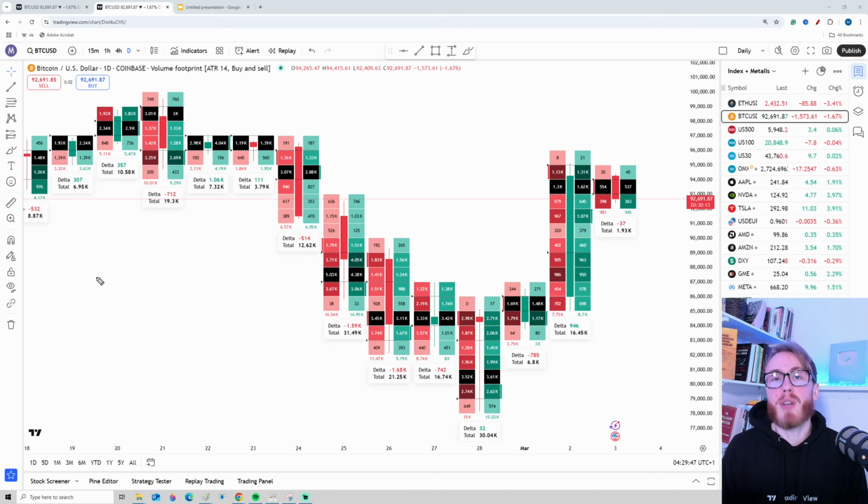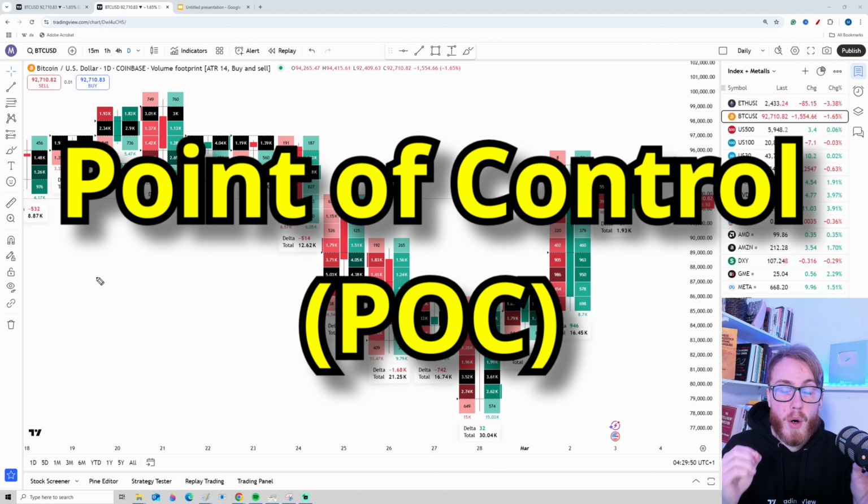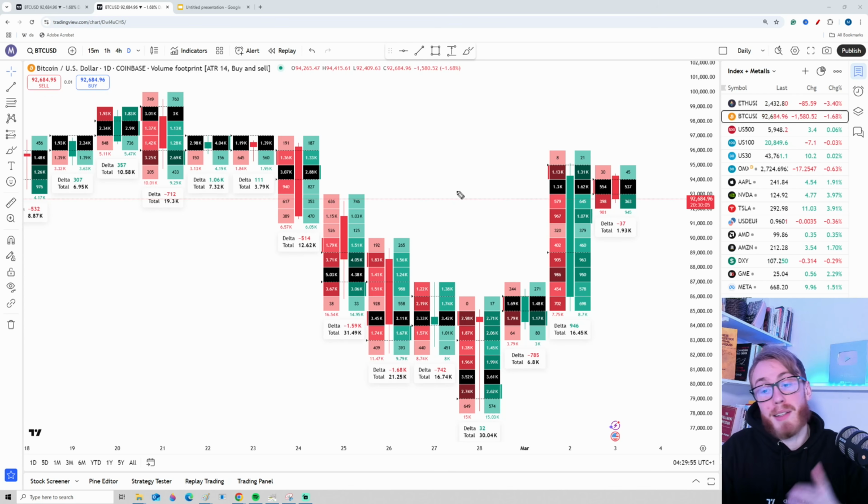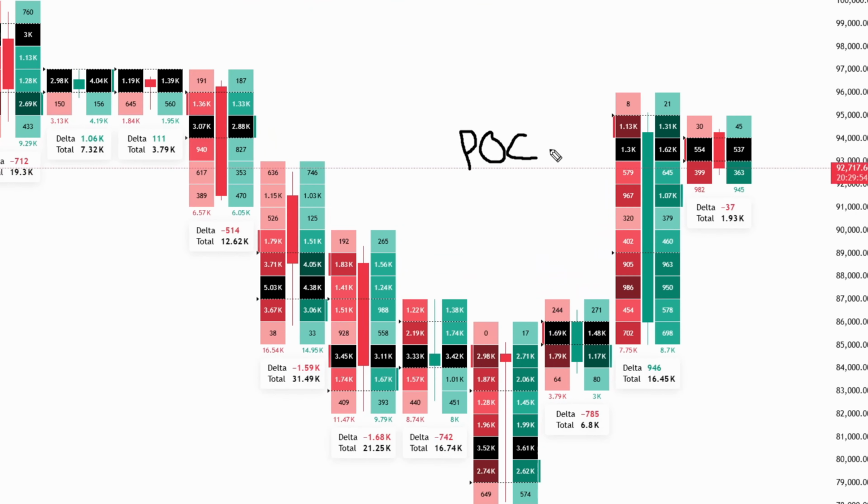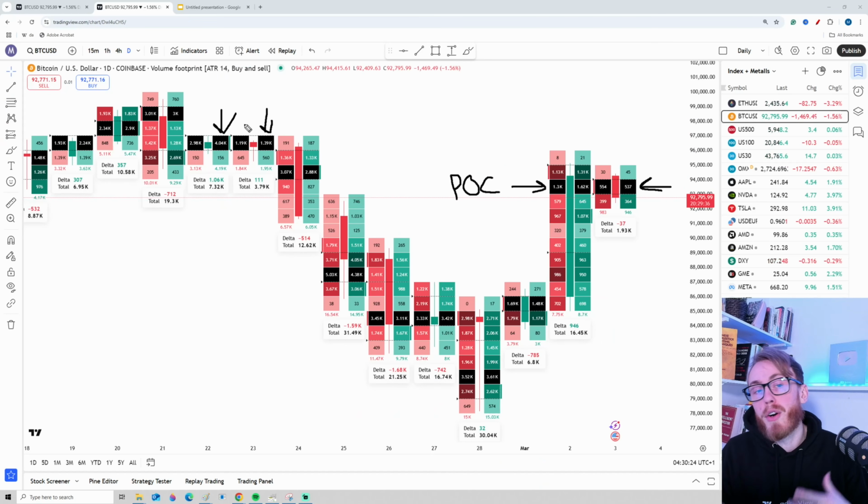The next concept we need to understand is something called point of control, or for short, POC. And point of control is much more simple than it sounds. The POC is simply the area where most volume got traded. And this is marked by a black window right here. So you can see for this green candle, the point of control was right here. For this red candle, the point of control was right here. You can see all of these black boxes are where most volume got traded during that particular candle.